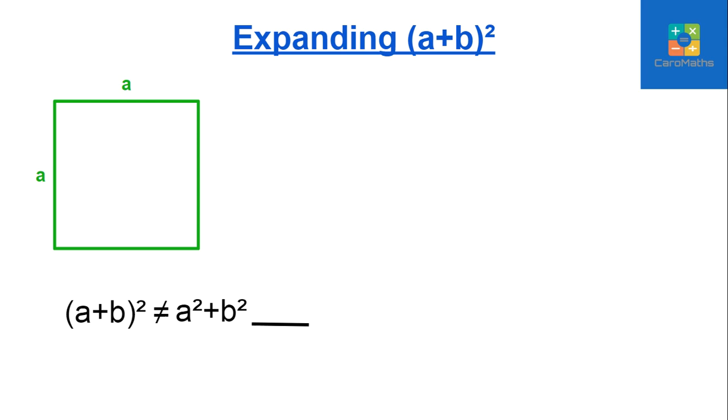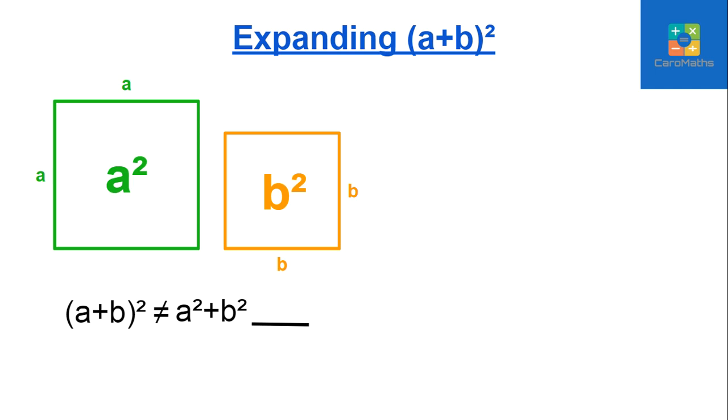Here we have this green square with sides a, and therefore area of a squared. Here we have a smaller orange square with sides b, and therefore area of b squared. But we want to expand (a plus b) all squared. So let's see how we can use these two squares to build a larger square with sides a plus b, and therefore area (a plus b) all squared.